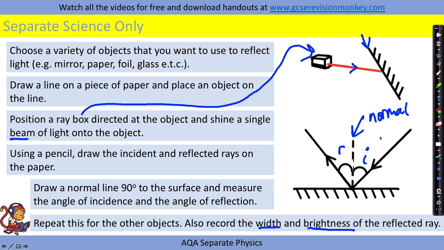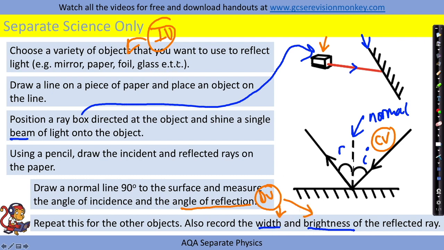For this practical, you'd want to keep the angle of incidence the same, so keep the ray box in a fixed position, and also keep the power of the lamp in the ray box the same. They would be important control variables. The thing that we'd be changing is the object that we are reflecting from, and the thing that we are going to be measuring, well, there'll be several things. We'll be measuring the angle of reflection, but we might also be recording the width of the ray and the brightness of the ray as well. So there may be several things we're recording in this experiment.